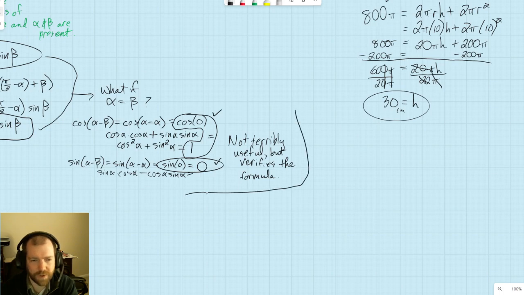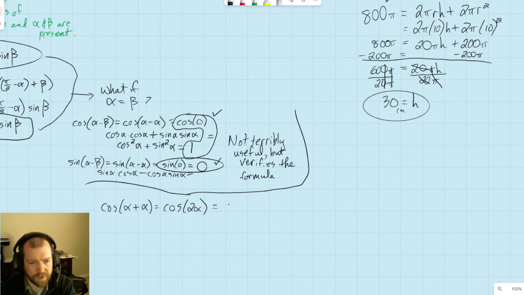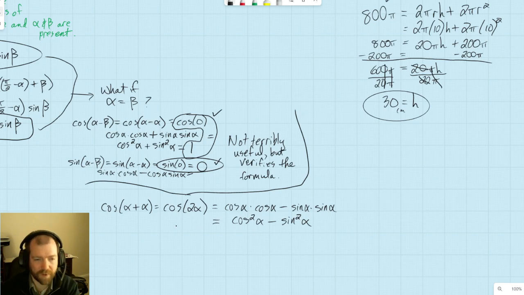All right, then the actual useful part is if we have alpha equals beta and we do the cosine of alpha plus alpha, right? Cosine of 2 alpha is going to be equal to cosine alpha times cosine alpha, and now minus sine of alpha times the sine of alpha. It's the cosine squared of alpha minus the sine squared of alpha, which is not the Pythagorean identity. Right, so this is our double angle formula.